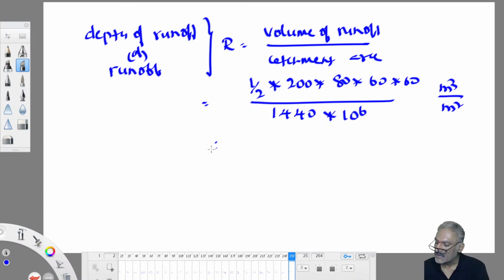So let me work out. Without a calculator also you can manage. It is not a difficult thing. Okay, 100 into 80 into 60 into 60.